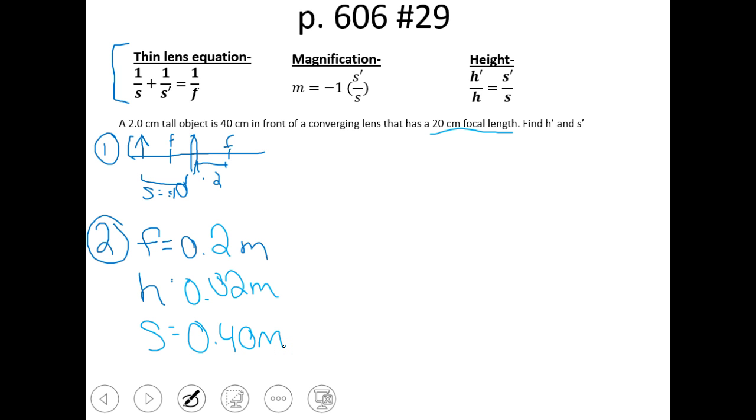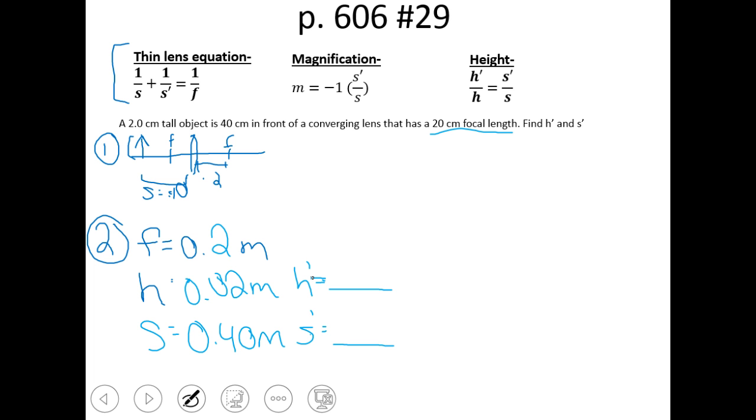I'm also going to put in a space for my H prime. I don't know it, the height of my image. And my S prime, I don't know it. That's the distance of my image. H prime and S prime, and that way when I find them, I have a place to put them.